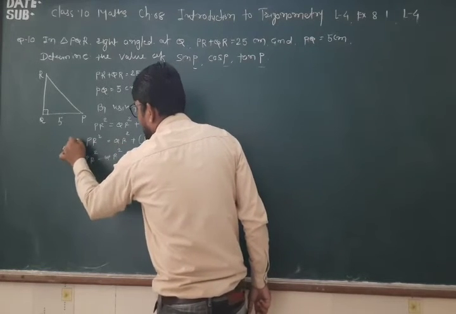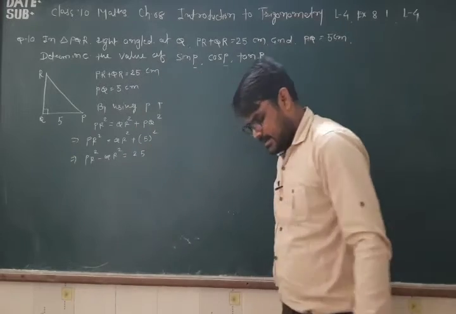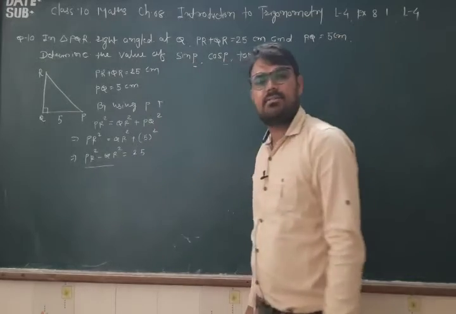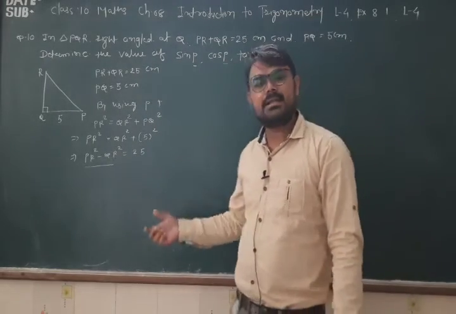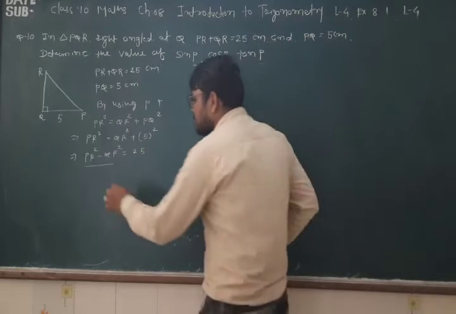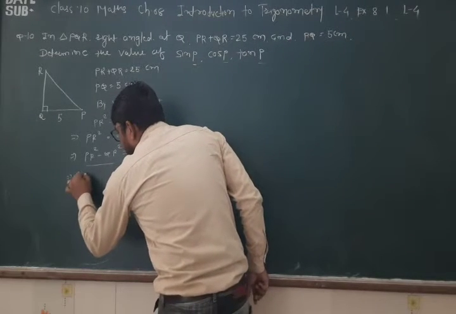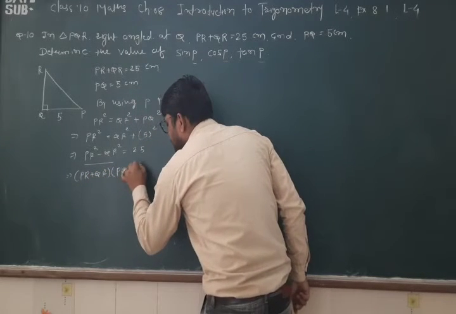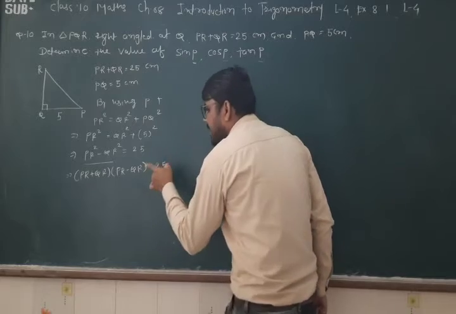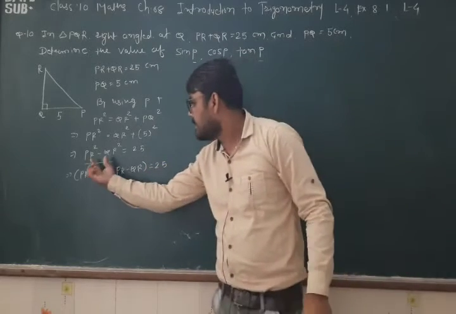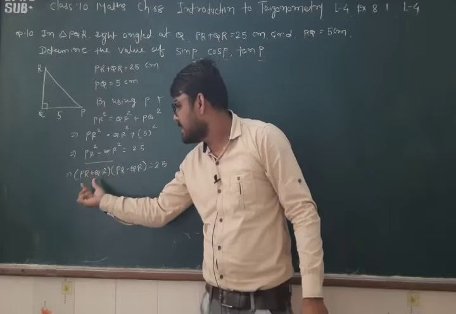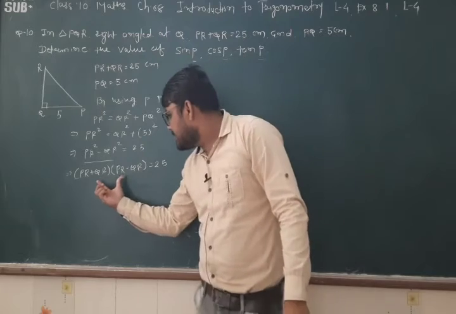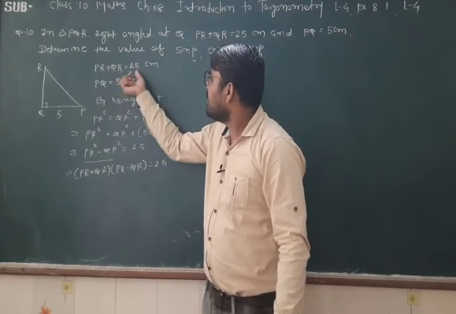Can I write it this way? Is it okay? Yes. Friends, as we know, this is A square minus B square. So can I write A minus B into A plus B? Exactly. So I will write PR plus QR into PR minus QR equal to 25. Can I write it this way? This is nothing but the expansion of A square minus B square, and that is A plus B into A minus B. And friends, remember, one of these values is given here, PR plus QR equal to 25.